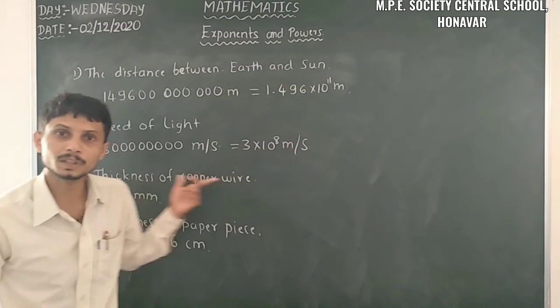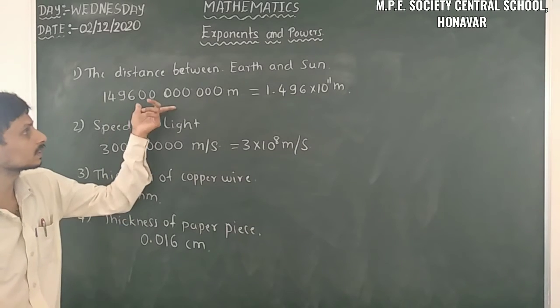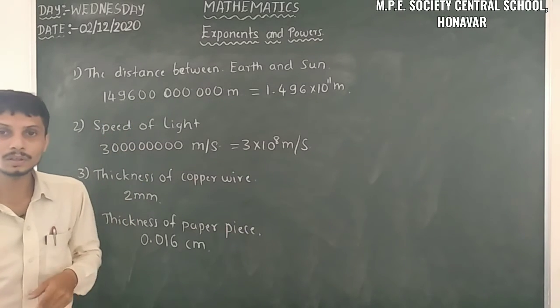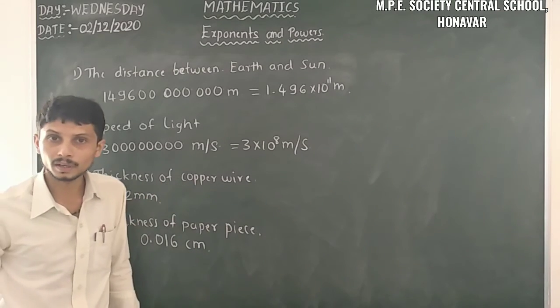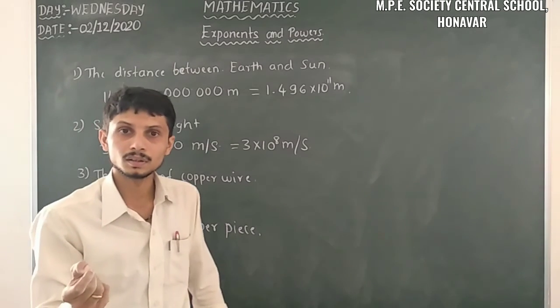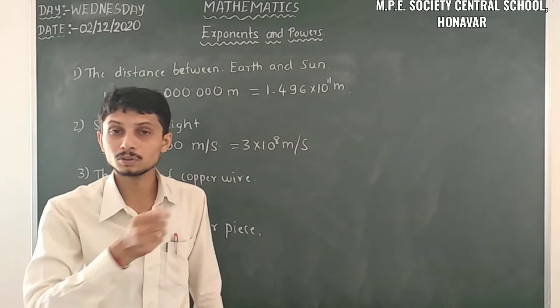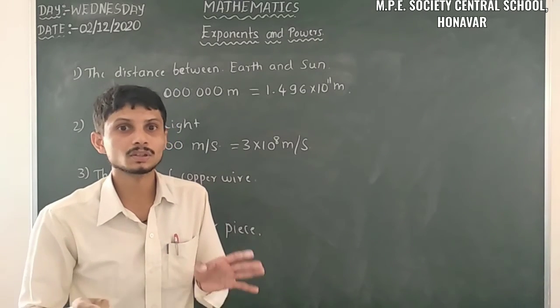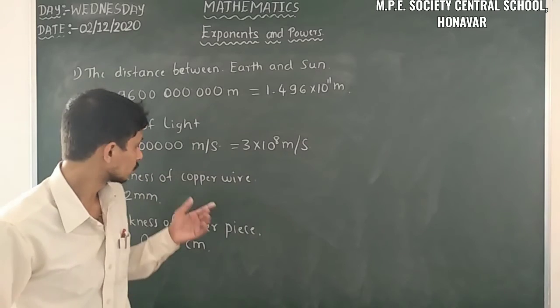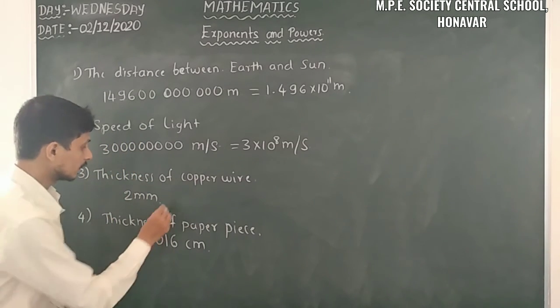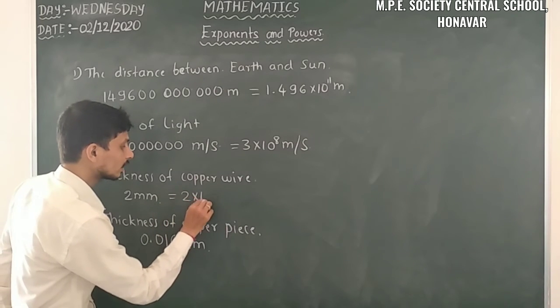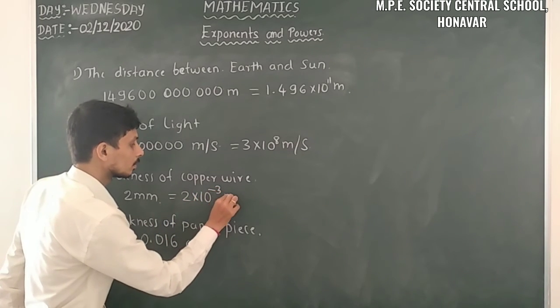It is easy to pronounce this way, but the other way it is difficult to pronounce. And then the thickness of the copper wire. Copper we are already using in our electricity. So the thickness is 2 millimeter. That is 2 into 10 raised to minus 3 meter.